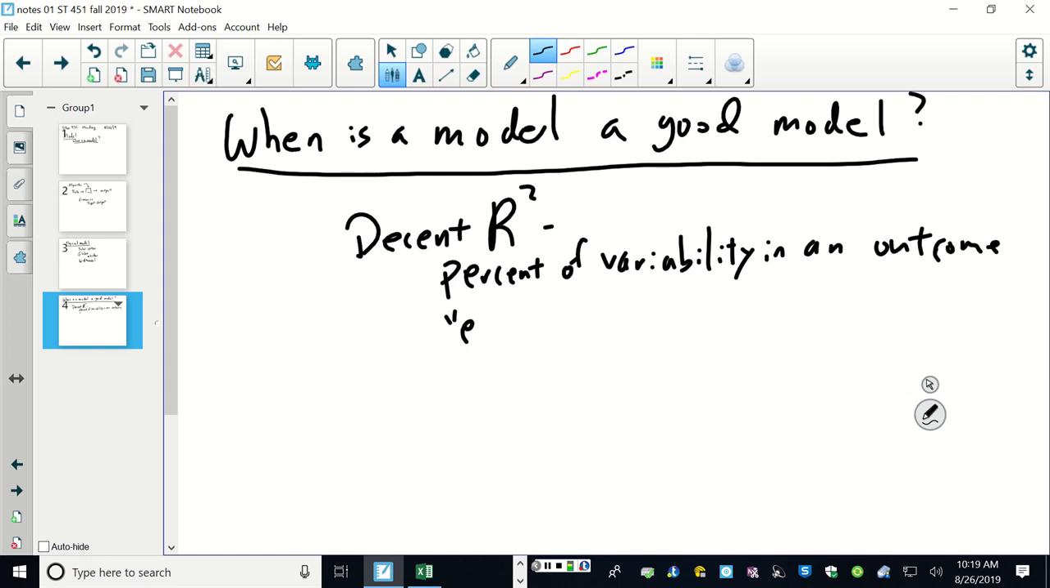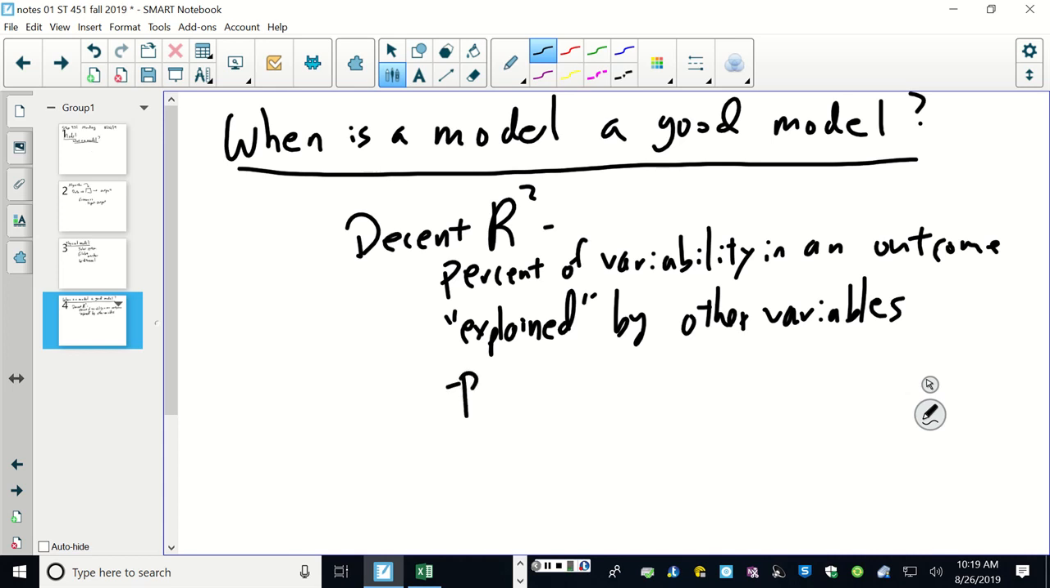and some people say explained by other variables. And so this percent variability, we'll have measures of that. We'll talk about which are outcome variables and what are some of these other variables. This explained is kind of in quotes, because sometimes we're going to think about causation and sometimes we're just going to think about association. Right? Sometimes this is phrased as predicted.